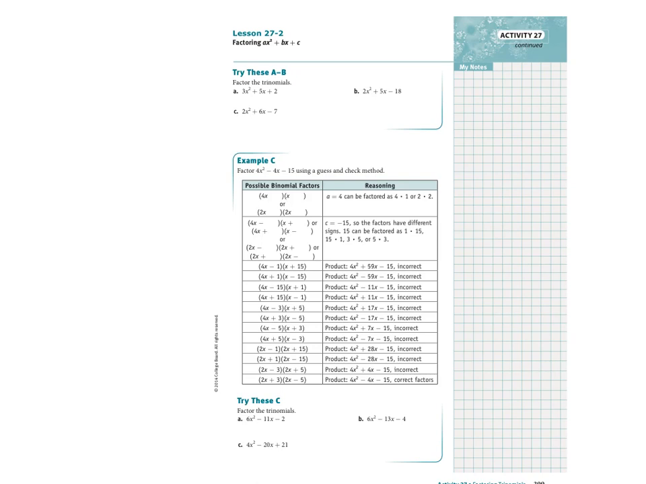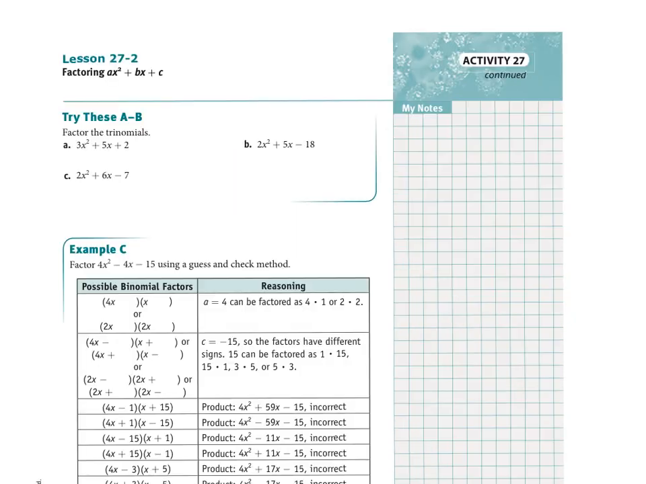All right, let's go ahead and continue our notes. We're on the second page, 399, and we're going to look at the Try These A through B. Let's go ahead and try A. I'm going to put that in the margin. So 3x squared plus 5x plus 2. We're going to start approaching this.